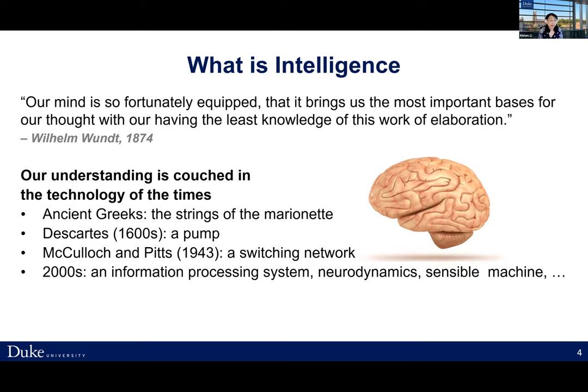In the past 100 years or so, one of the fundamental findings was by McCulloch and Pitts. They simplified it, saying our brain connections can be taken as a switching network. And of course, in recent years, we know better about our brain and understand it as an information processing system, and the system itself involves neural dynamics, plasticity, and also chemical and physical processing mechanisms.